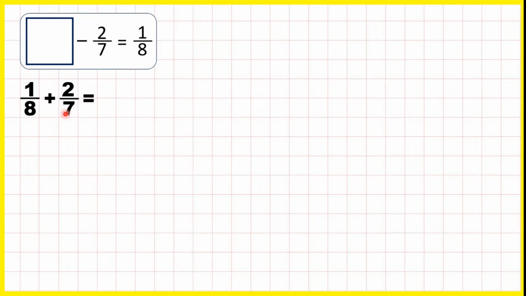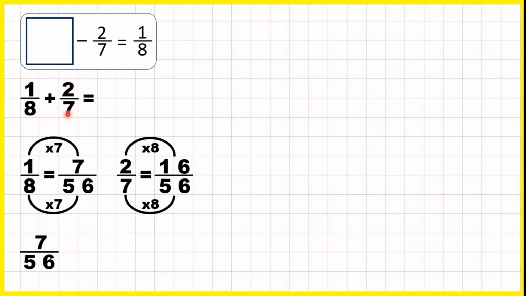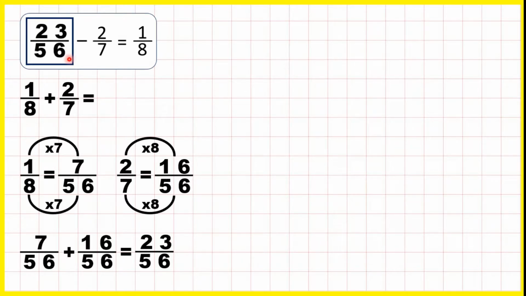Now the denominators need to be the same, and 56 is in both the 8 and the 7 times tables. So let's find our equivalent fractions. 8 times 7 is 56, 1 times 7 is 7, 7 times 8 is 56, 2 times 8 is 16. So instead of 1/8, we can write 7 over 56, and instead of adding 2/7, we can add 16 over 56. The denominator stays the same in our answer, and 7 plus 16 is 23. So our answer is 23 over 56.